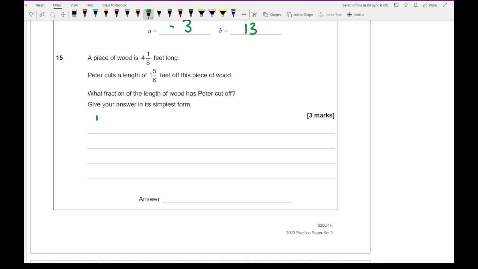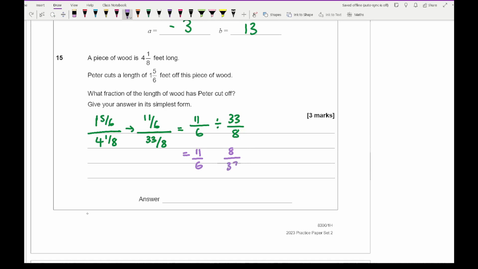So for this, what I need to work out is 1 5/6 over 4 1/8. Now for this, what I need to do is convert them so that they're both a proper fraction. So then 1 5/6 becomes 11/6 over, and 4 1/8 becomes 33/8. Now that, taking out the fractions, looks like this, and then when we're dividing fractions, I flip the second fraction, so it becomes 8/33, and change the division symbol for a multiplication.